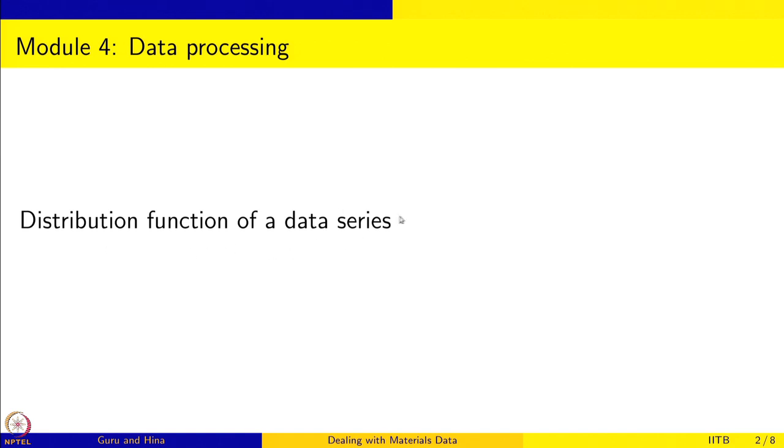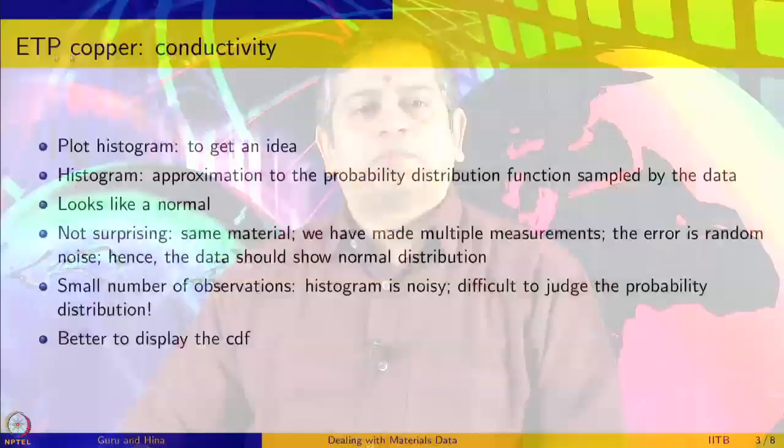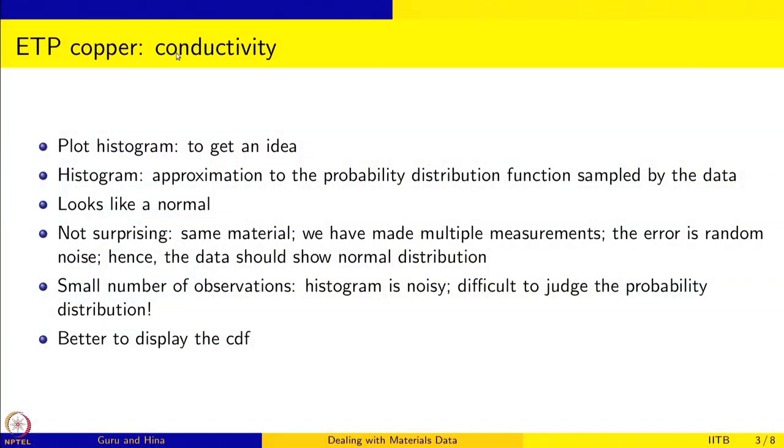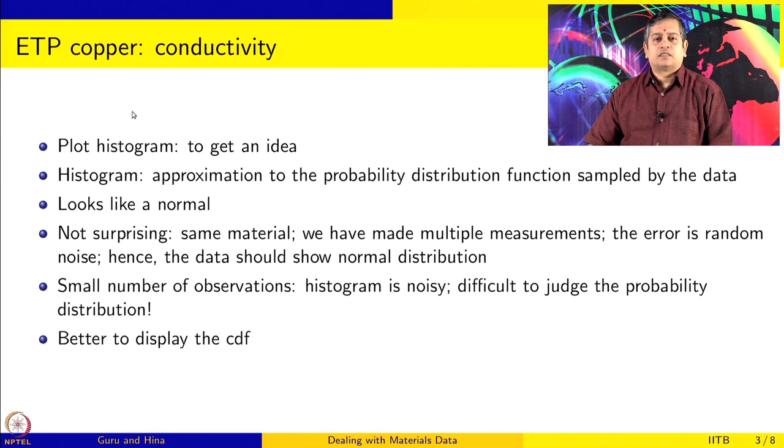So, you have a set of numbers, you have some data that is available to you, and you want to say something about the distribution function of the data that you have got. So, there are two things that we are going to do. One is the ETP copper, we will take the conductivity data, and the first thing when you take data like that is to plot the histogram. A histogram gives you an idea about approximately what the probability distribution function that is sampled by the data.